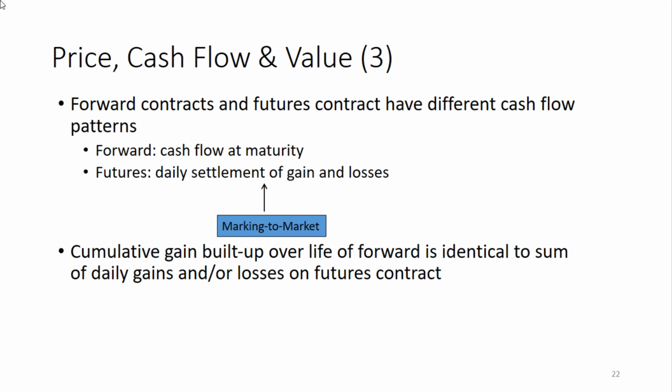In principle, the cumulative gain of these daily settlements with the futures contract is exactly identical to the overall value that's built up in a forward contract and then held until maturity. But the recognition, so the cash flows of these daily gains and losses, is different.